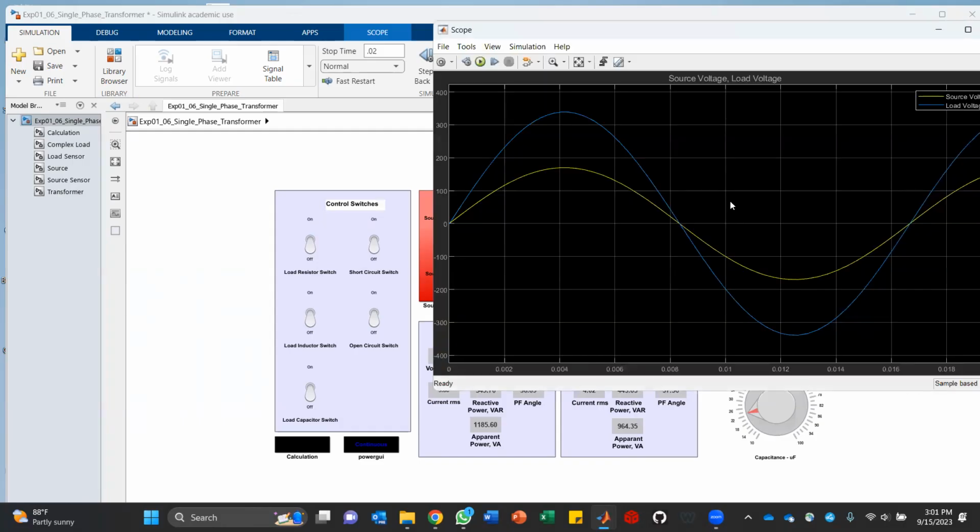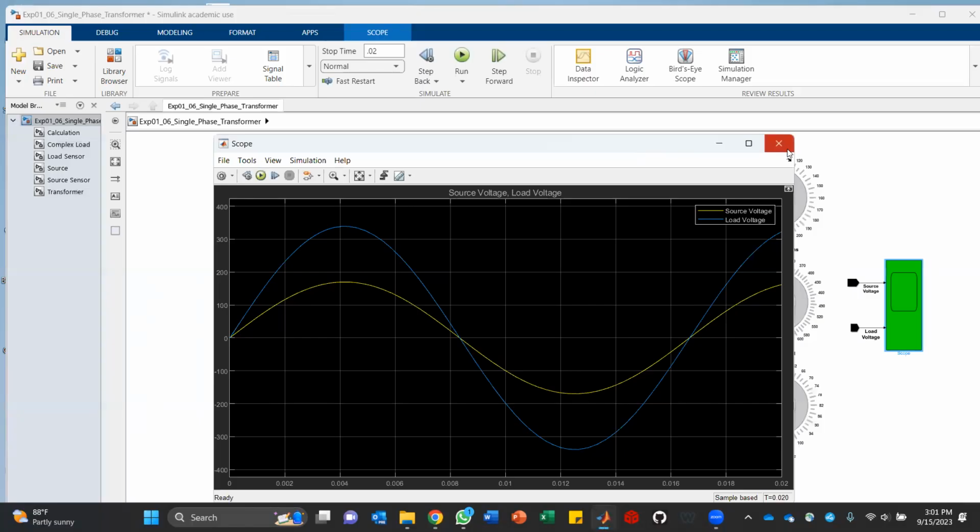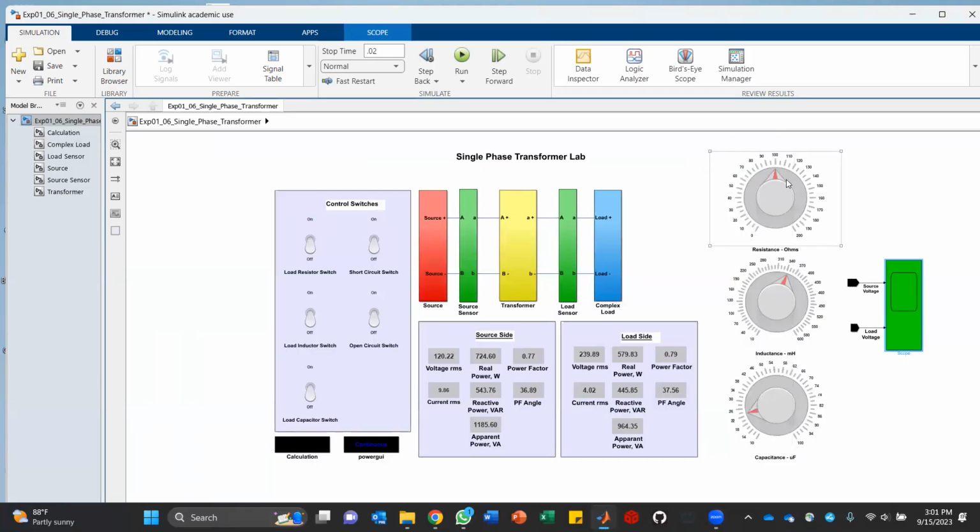You can see the waveform. It's like an oscilloscope for MATLAB. You can see the waveform of voltage and current. The green or yellow one is the source voltage, and this is the load voltage. So you can see everything. And there are some meters. If you want to change the amount of resistance, you can do it by changing the dial. And these are all the values.